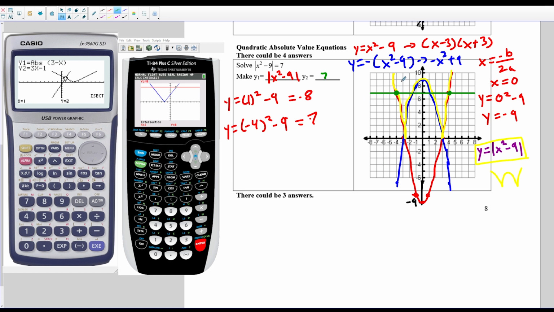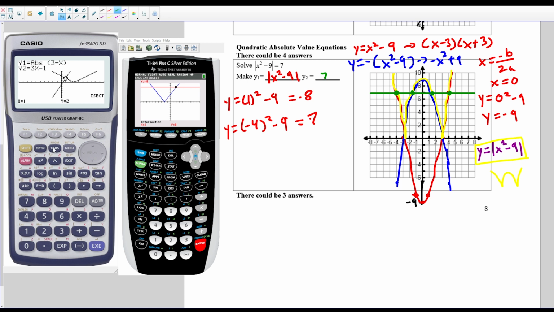And we can see that we've actually got 2 more solutions right here. I've got one there and one there. This one's a little bit tougher to see, but we're going to go ahead and verify those graphically as well. So let's go ahead and put that into both our Casio and TI calculators.